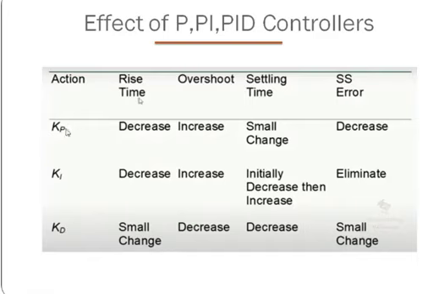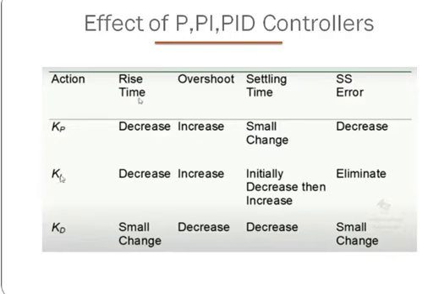So that is what I have tabulated here. If I am introducing KP, it will decrease the rise time, it will increase the overshoot. Settling time, there is a small change. Steady state error will be decreased. For an open loop or closed loop system, if I am introducing a proportional controller, rise time will be decreased, overshoot will be increased, there is a small change in the settling time, but a drastic change in the steady state error.